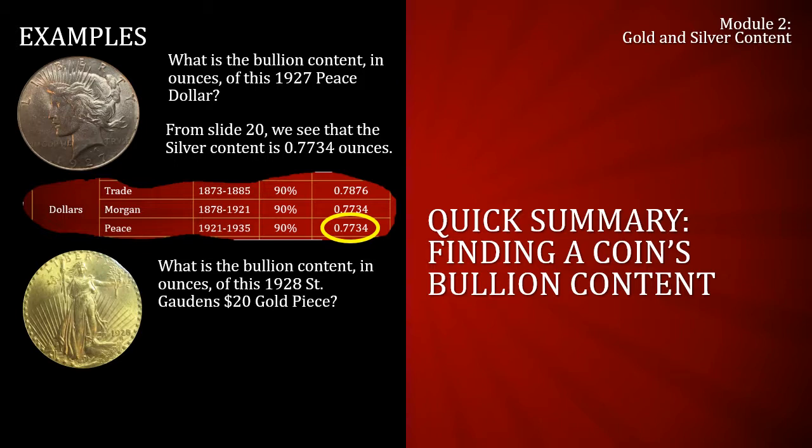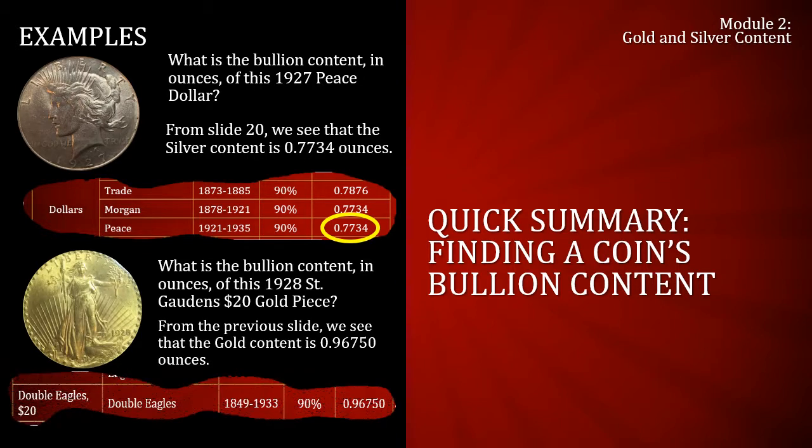The second example, what's the bullion content in ounces of this 1928 St. Gaudens $20 gold piece? Again, looking at the table for gold, we see the double eagle, 1849 to 1933. The bullion content was 0.96750 troy ounces of pure gold.